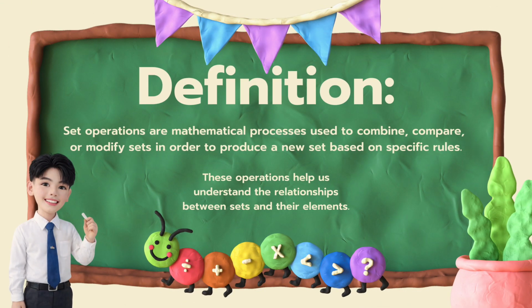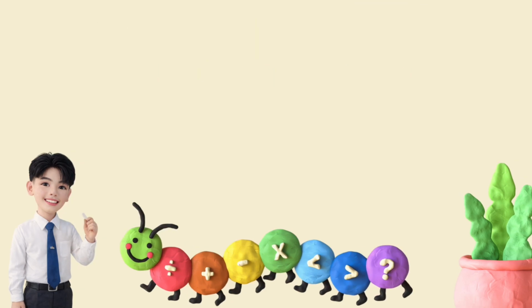First, let's talk about the definition. Set operations are mathematical processes used to combine, compare, or modify sets in order to produce a new set based on specific rules. In simple words, we take one or more sets, apply a rule, and create a new set. These operations help us understand the relationships between sets and their elements. So instead of just listing numbers or objects, we can analyze how they are connected. This is very important in mathematics, logic, and even computer science.